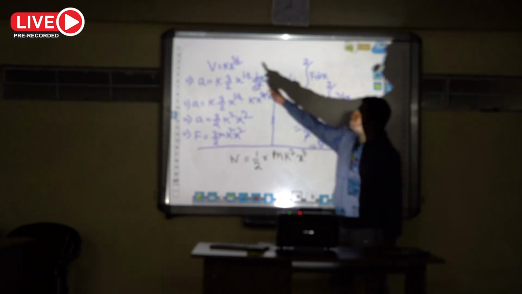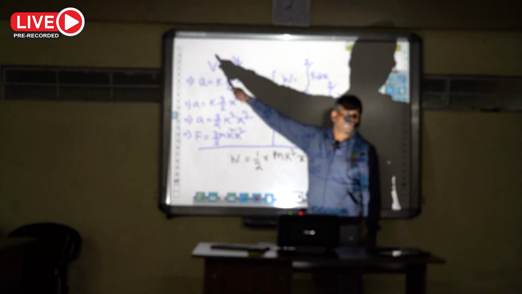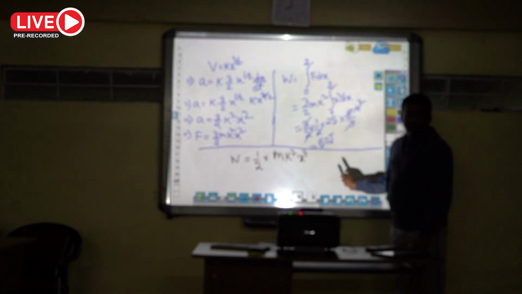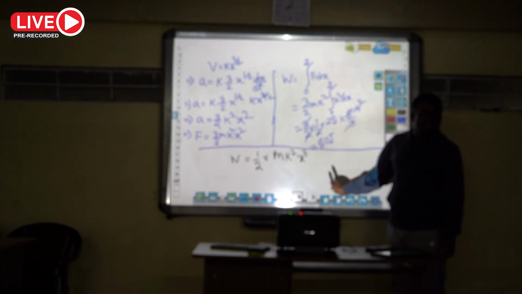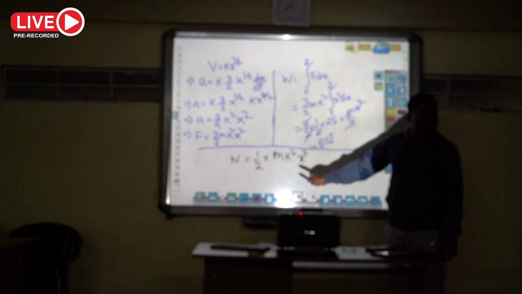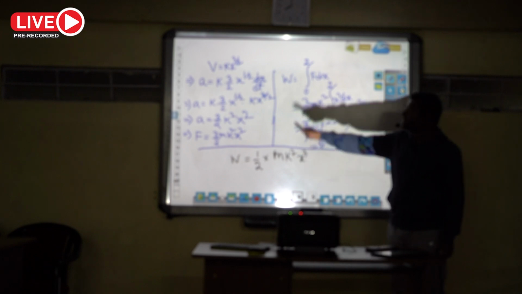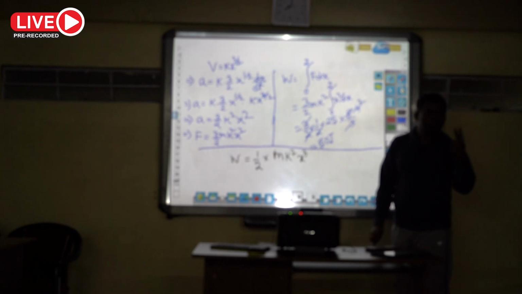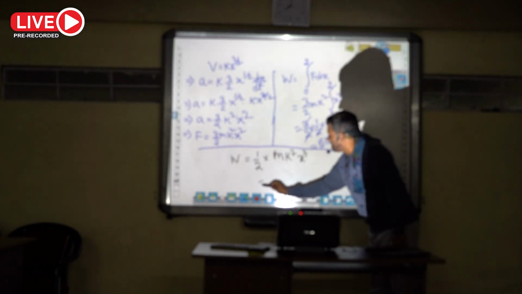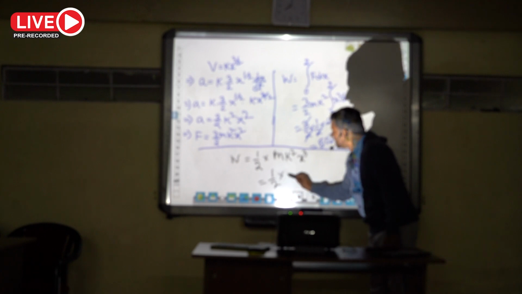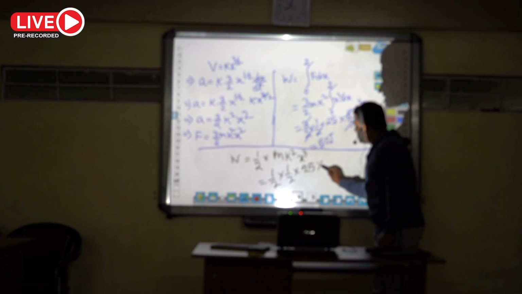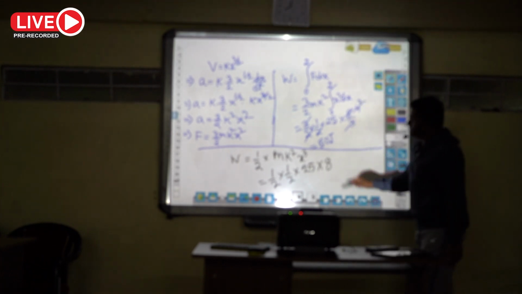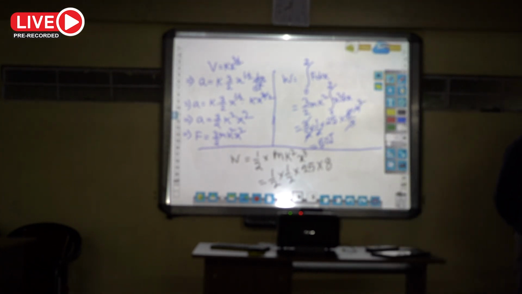Now when x equals 0, what is velocity? 0. So nothing to subtract; initial velocity is 0. So only the final we have to calculate, and final occurs at x equal to 2. Just put half, mass is half, k square means 25, and x cube is 8. What is coming? Directly it is coming 50 joule.